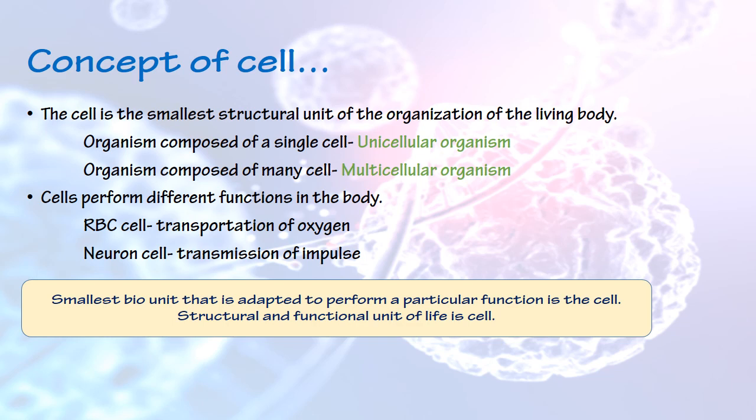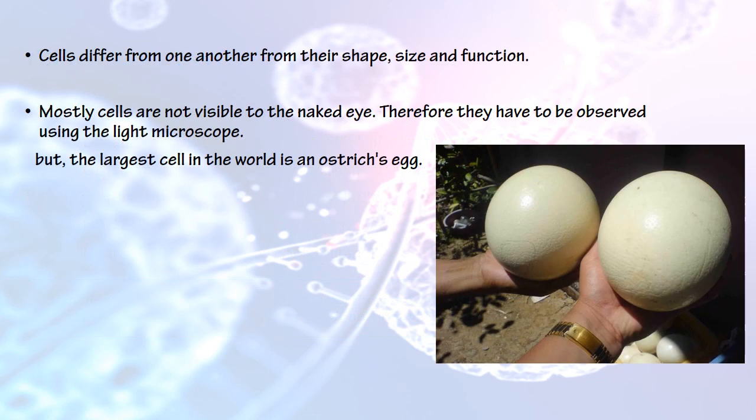So children, let's define what a cell is. The smallest biounit that is adapted to perform a particular function is the cell. The structural and functional unit of life is the cell. Our human body has trillions of cells. Each of these cells is repeatedly performing actions in our body to help us through day-to-day life and activities. The role and importance of cells are undeniable.